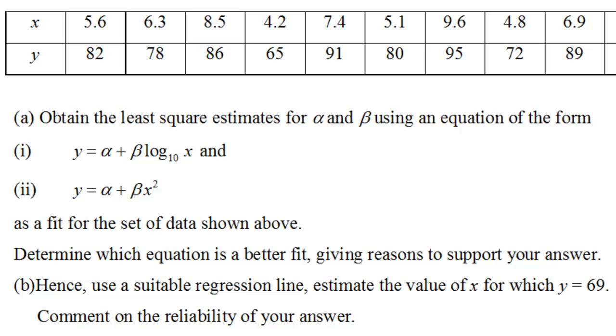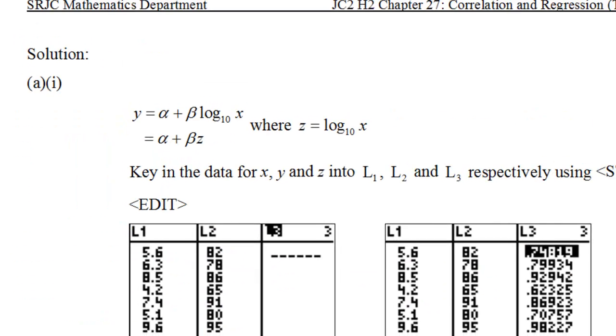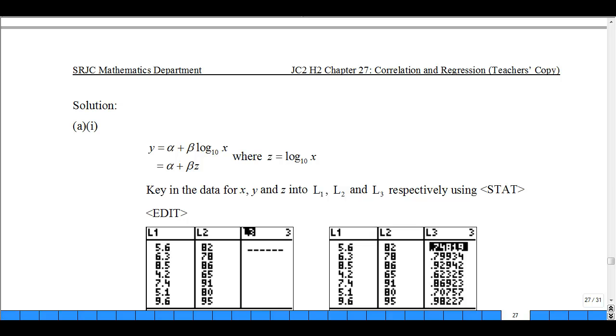In part A, we are supposed to obtain the least square estimates for alpha and beta using two equations. The first one, y equals alpha plus beta log x, and the second one, y equals alpha plus beta x squared. To approach the equation in part 1, first of all, we let z equals log x. So this means that we are interested to find the least square regression of y on z.